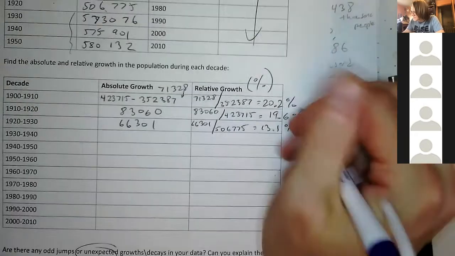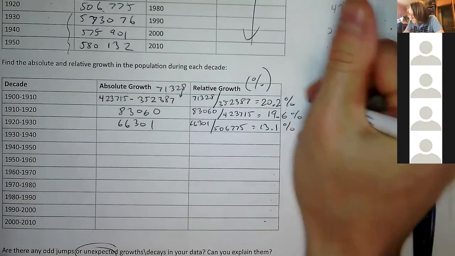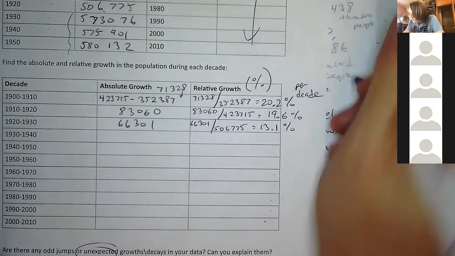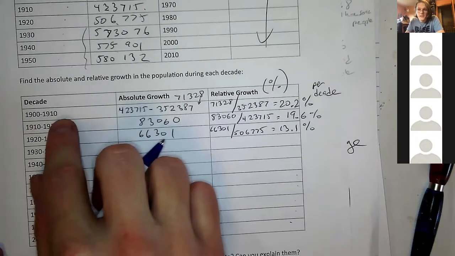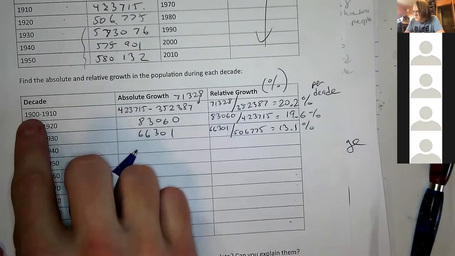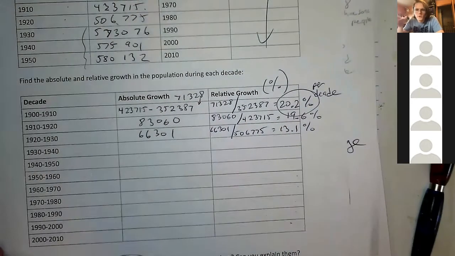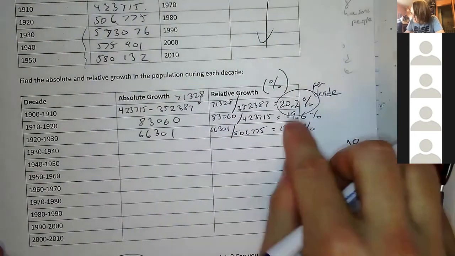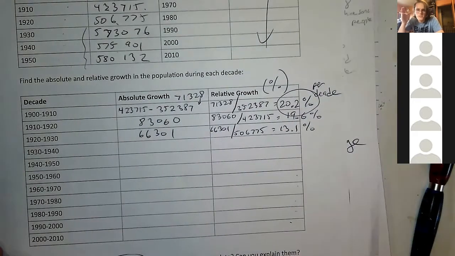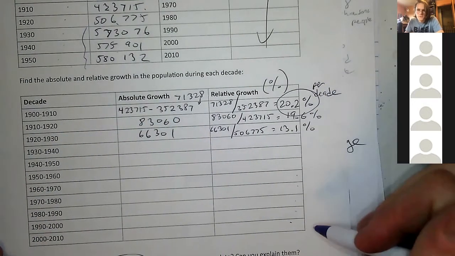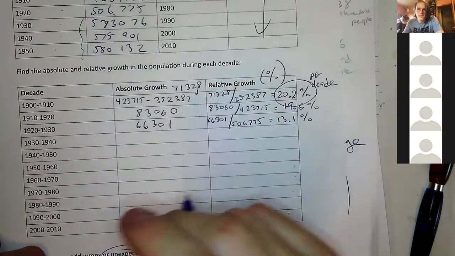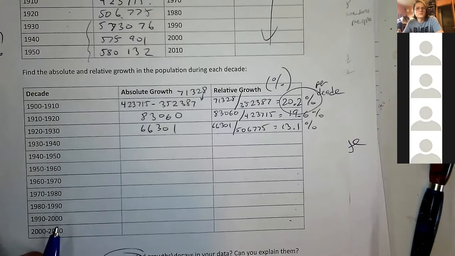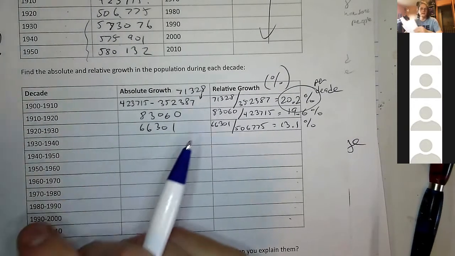So this is 20.2% growth per decade, because we're computing the absolute growth in this entire decade and then dividing it by the population in 1900. So this percent is per decade. This percent, 19.6%, is that much per decade in this decade. So if you average these up, they're always going to be in some percent growth or decay per decade, not per year. So I recommend using the 5.5 instead of the actual year.